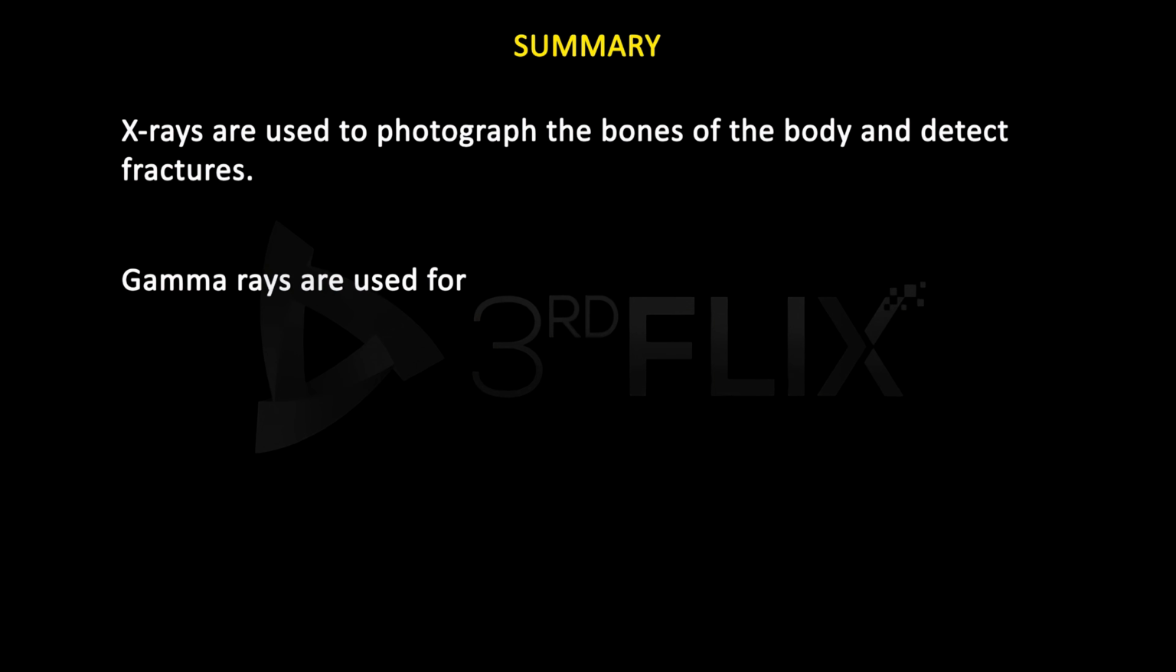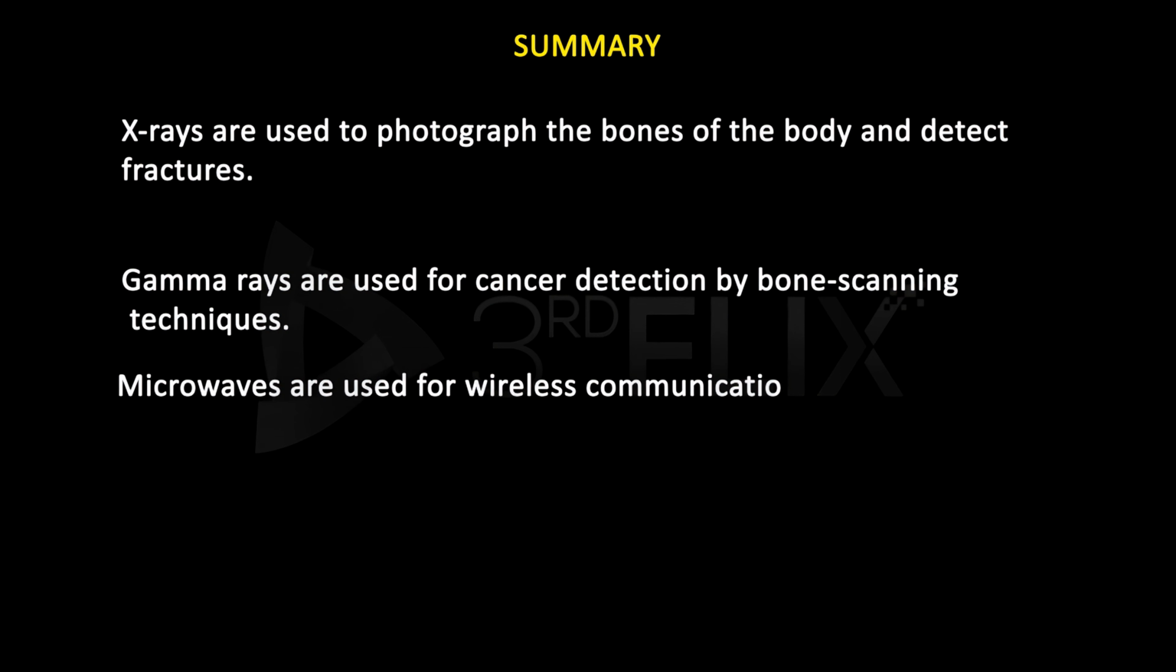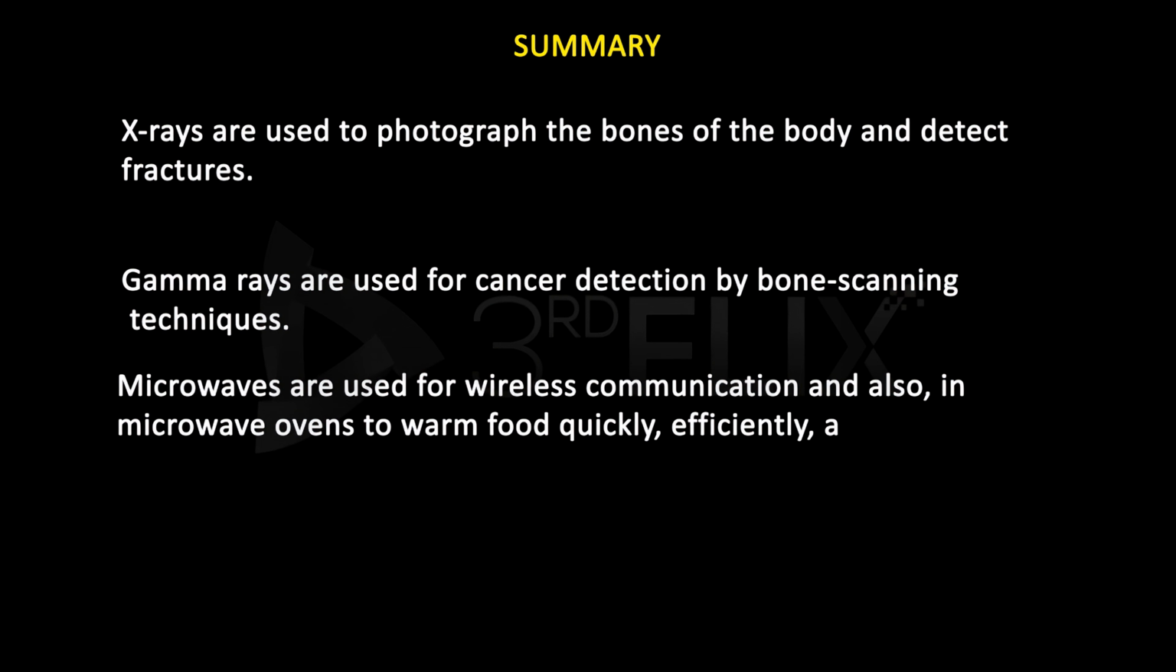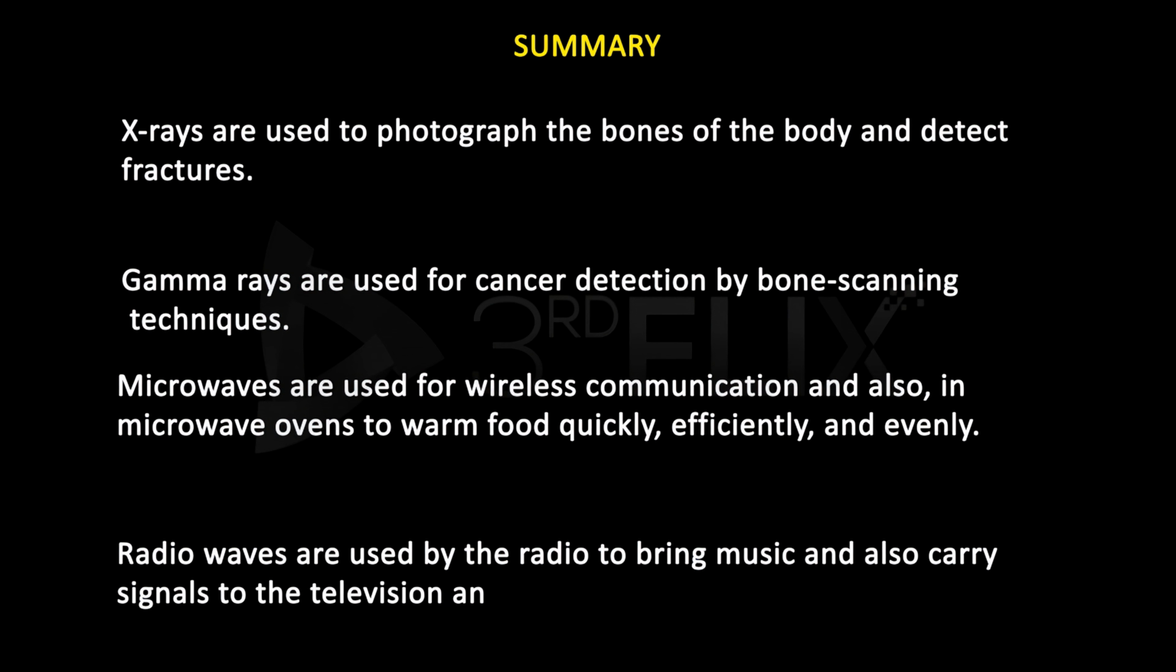Let's summarize. X-rays are used to photograph the bones of the body and detect fractures. Gamma rays are used for cancer detection by bone scanning techniques. Microwaves are used for wireless communication and also in microwave ovens to warm food quickly, efficiently, and evenly. Radio waves are used by the radio to bring music and also carry signals to the television and cellular phone.